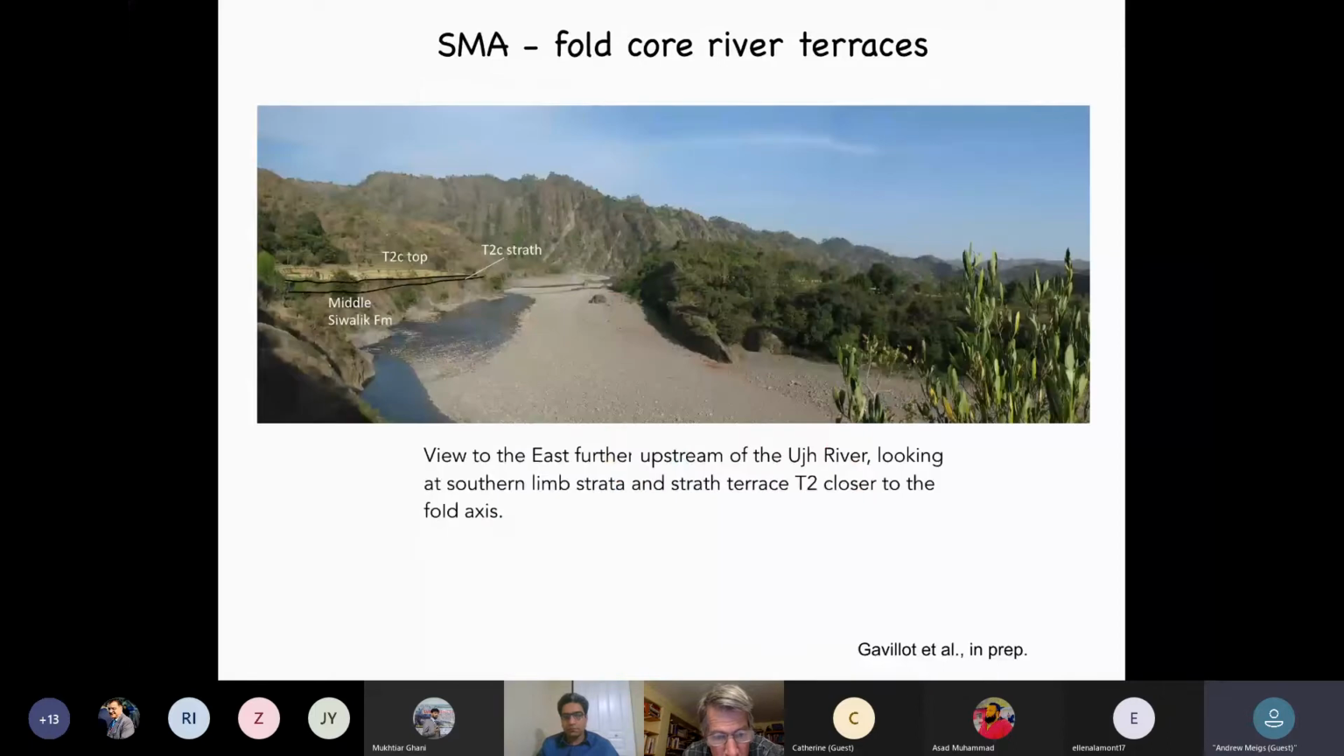Here's just one field image from Jan's work, which shows a river terrace elevated with respect to the modern channel near the core of the SMA. And in the background, what you see are steeply tilted middle Shawalik rocks. Thus, this terrace is evidence that there is continued growth of this fold even into the Quaternary, which is causing uplift and abandonment of terraces.